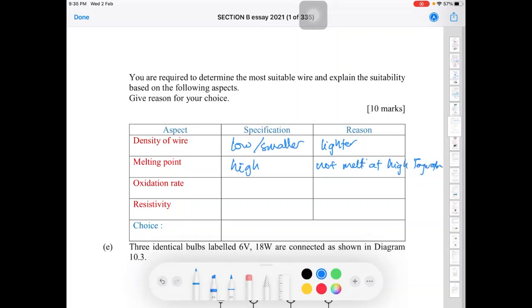Okay. And then oxidation rate you note low. Not rust easily. Or some people like to use long lasting. You can say long lasting. That's fine. Okay, resistivity, you want it high. High resistance.